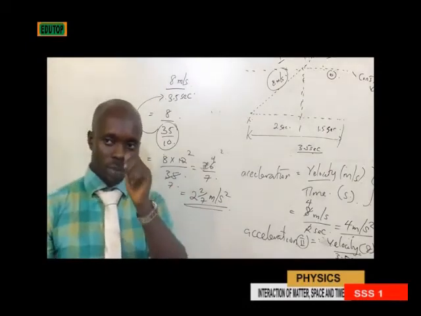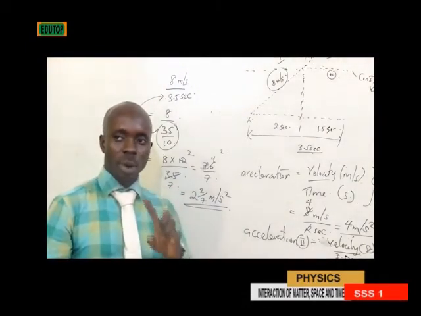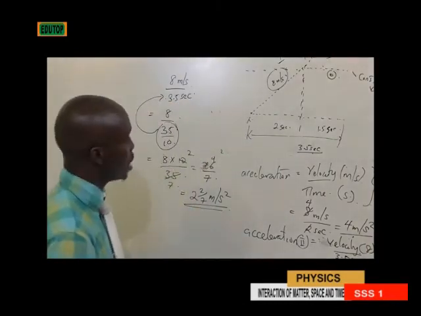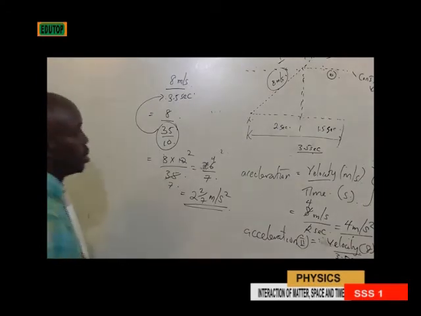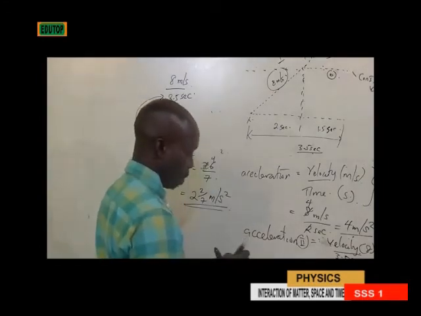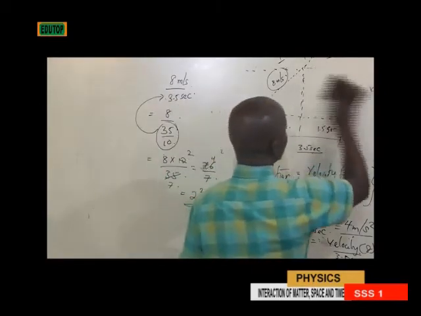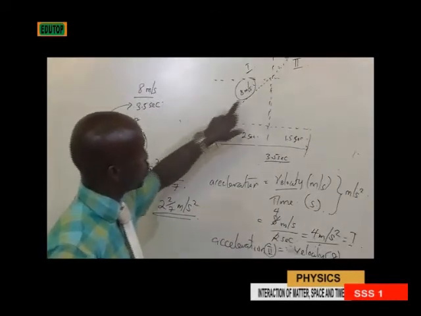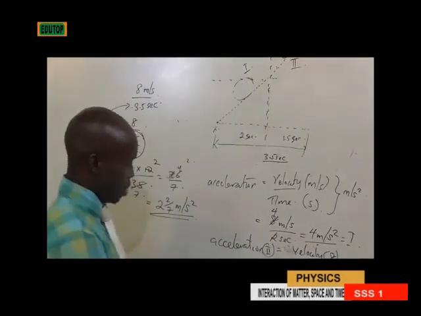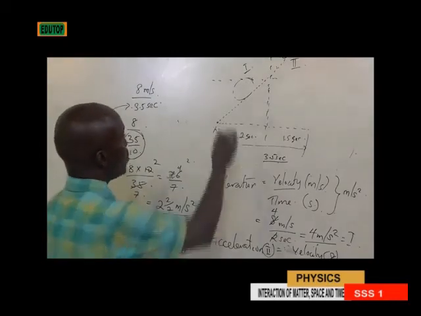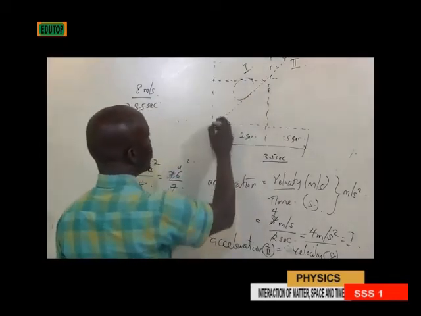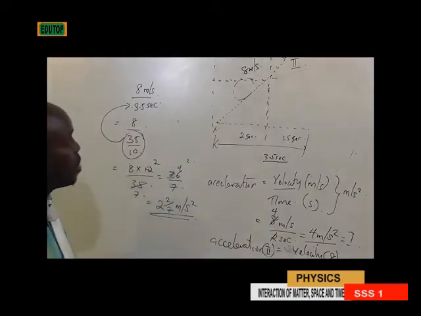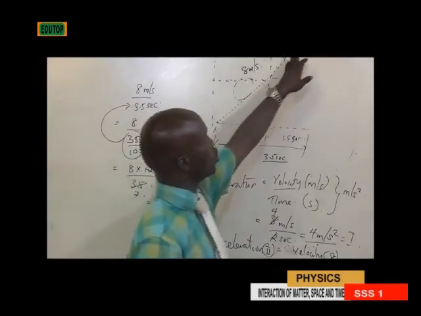Now, let's go to the third question. The third question says the total distance covered during stage A and B. The total distance covered during stage A and B. How do we solve that? We need to understand one thing here. Immediately a body is accelerating, it accelerated from here to here, maintaining a velocity of 8 meters per second. It still maintains that velocity of 8 meters per second to this second stage.